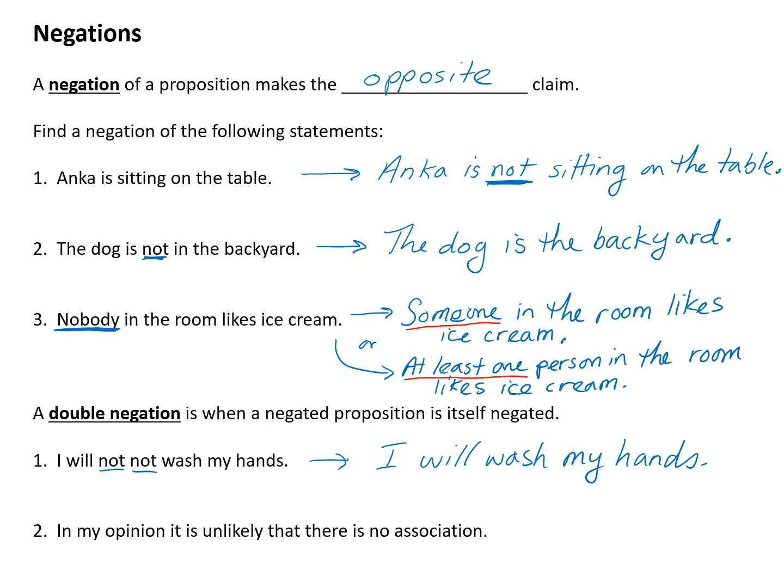A second example, in my opinion, it is unlikely that there is no association. We're not using the word not here, but unlikely is a negation, un being the negation part of that, and no is also a negation. So we have, in my opinion, it is unlikely that there is no association. Those two are undoing each other. So another way to say this would be, in my opinion, it is likely that there is an association.